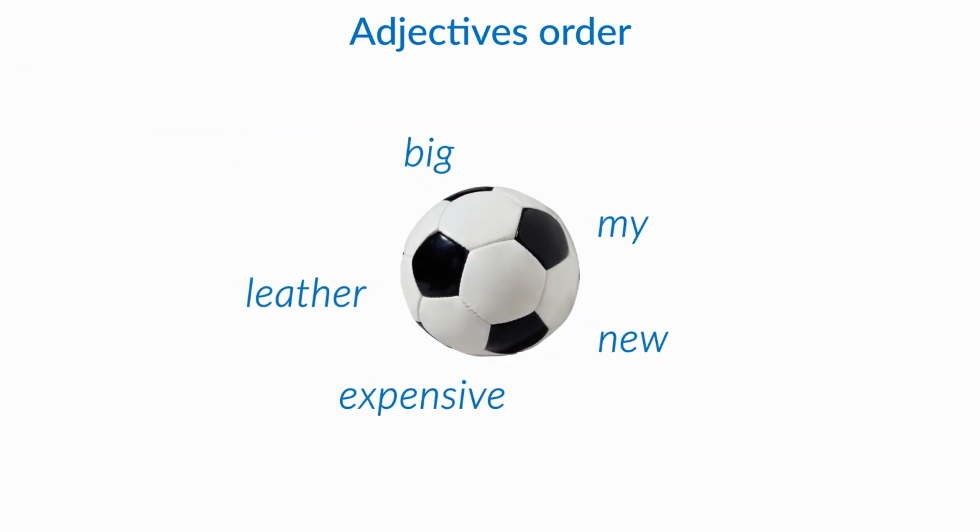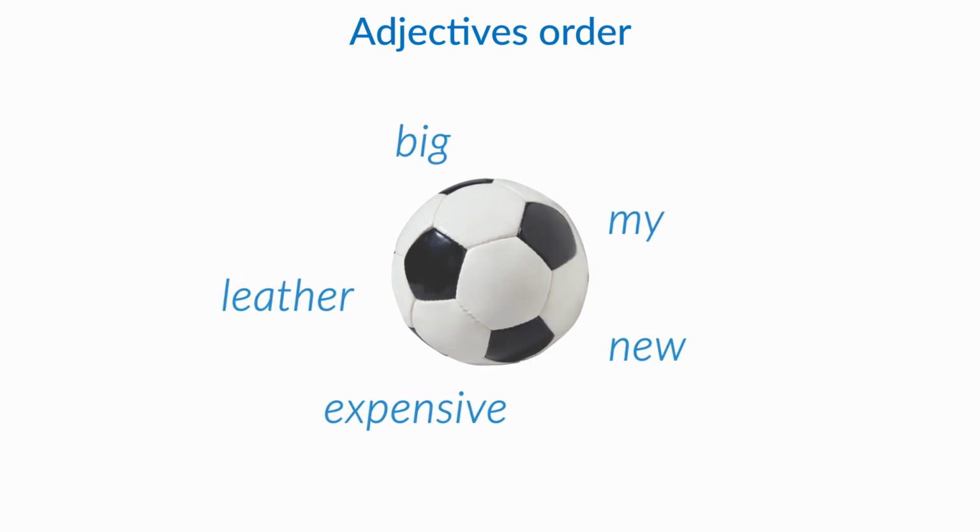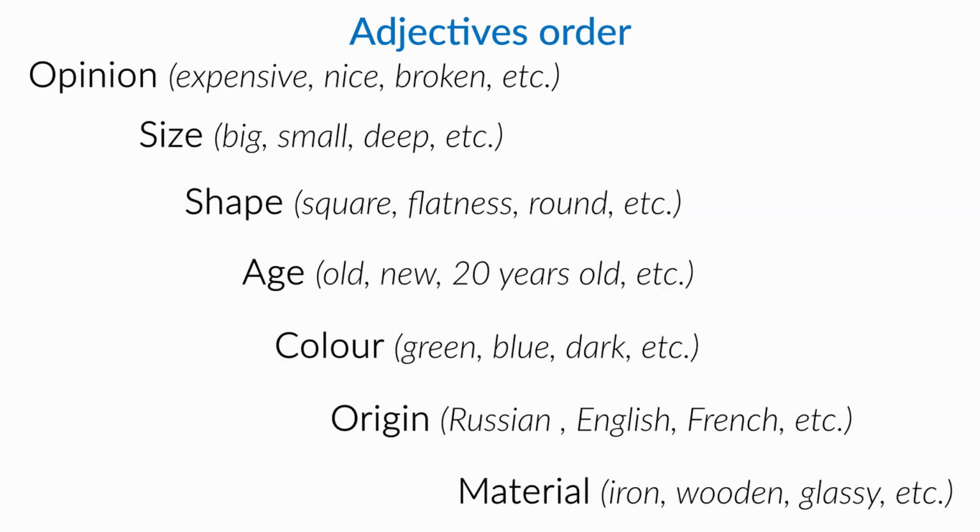Sometimes we use several adjectives in a sentence before a noun. Have a look at the following descriptions of a ball. My leather, big, new, expensive ball. Can you arrange these adjectives in the sentence correctly? As a general rule, the order of adjectives in the sentence is as follows: opinion: expensive, nice, broken, etc.